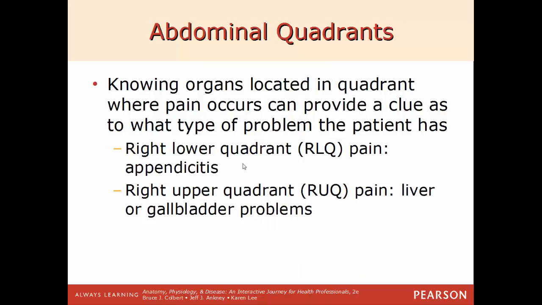Alright, there are some shorthand ways to write down these quadrants, so you don't have to write down right upper quadrant all the time or right lower quadrant every single time. You can just use the acronyms that go along with them. The right lower quadrant, RLQ, and the right upper quadrant, RUQ. Pain that comes from the right lower quadrant could easily mean appendicitis. Pain in the right upper quadrant could mean a gallbladder issue or some liver issues.